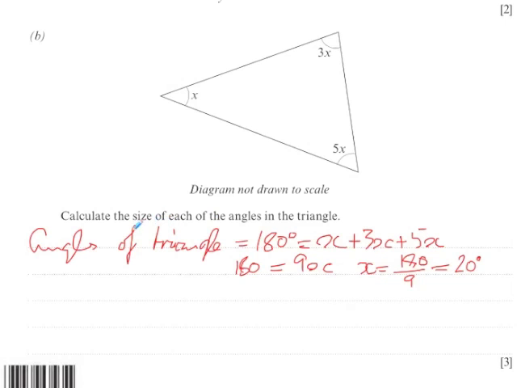Now remember, it's saying calculate the size of each of the angles in the triangle. So the angles are 20 degrees for that one, and if you need to you can work these out separately, but 3 times 20 is 60, and 5 times 20 is 100, and that's all you need to do. You can check this back. If you add these 3 angles together, they come to 180 degrees.